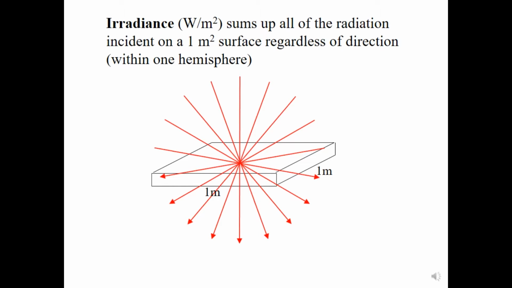And so that irradiance sums up all of the radiant energy coming from all of those different directions over the entire hemisphere.